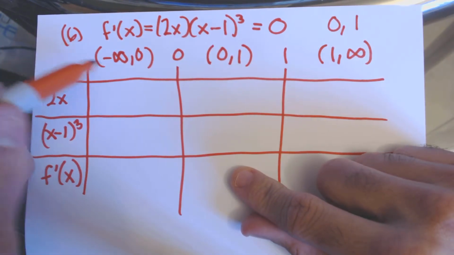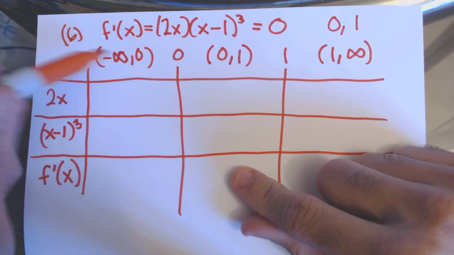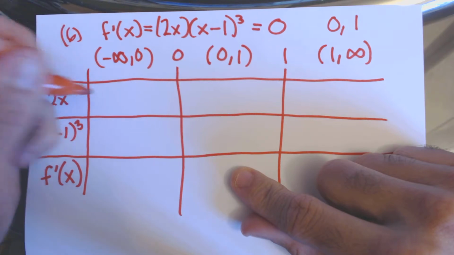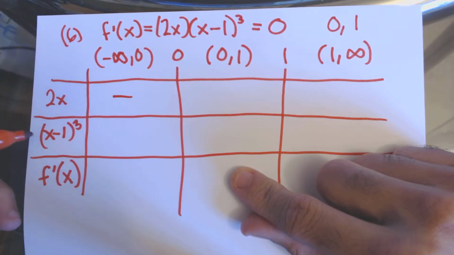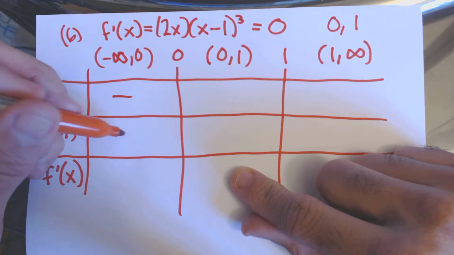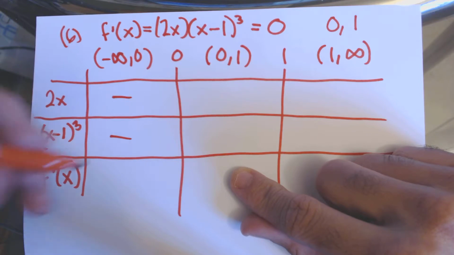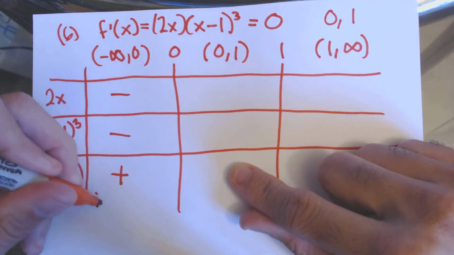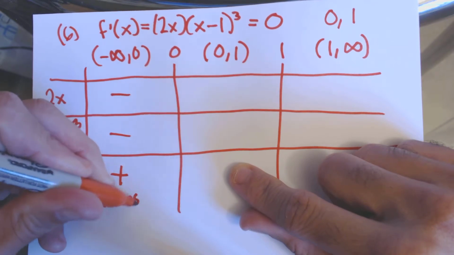Okay, so let's first plug in -1 for this interval here. So if we plug in -1 for 2x, we're going to get a negative. And if we plug in -1 here for (x minus 1) cubed, we're going to get a negative number cubed, which is going to be negative as well. So a negative times a negative will give us a positive derivative, which means that the function is increasing on that interval.